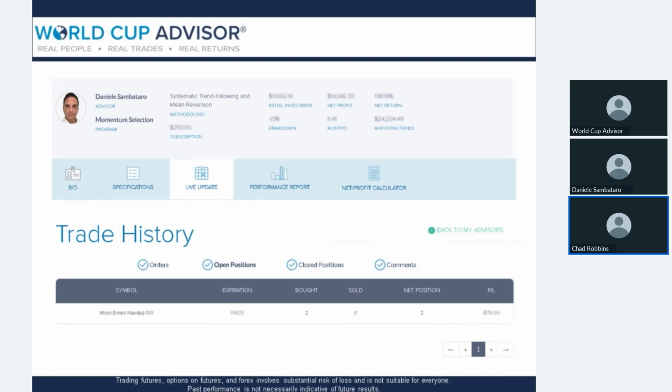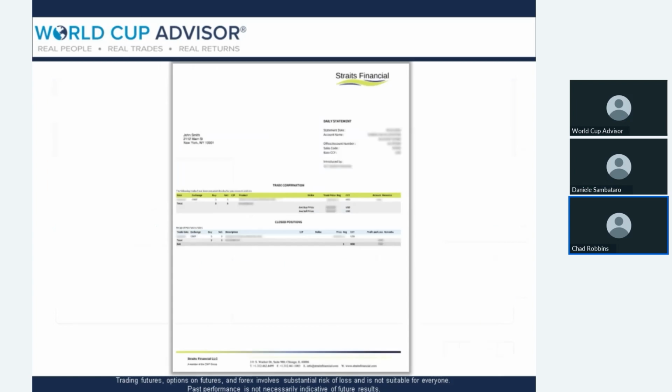But in addition to the closed positions, as a follower of the program, you'll also be able to see the open positions that are moving with the market. Now, you don't have to log in and view the open positions, but you certainly are able to, and you keep up with the program during the day.